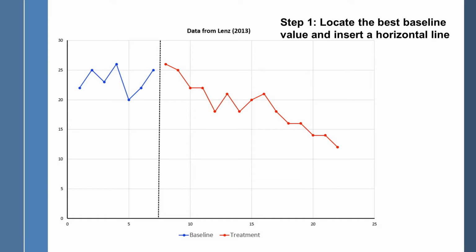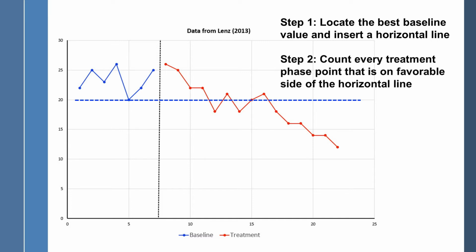So step 1, locate the best baseline value. And again, that depends on the direction that you're trying to go. But we're trying to reduce the value, so I'm going to take the lowest baseline measurement point, which is 20. And I insert a line there, a horizontal line. What I'm going to do is I'm going to count every data point from the treatment phase that falls below that line. So step 2, count every treatment phase point that is favorable.